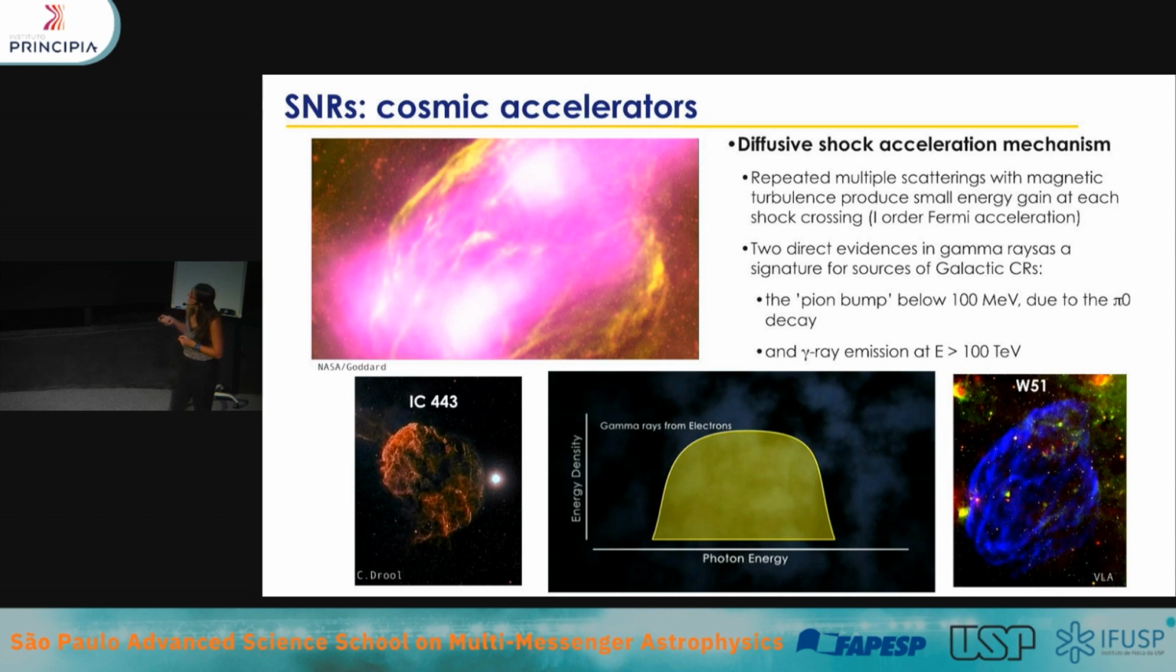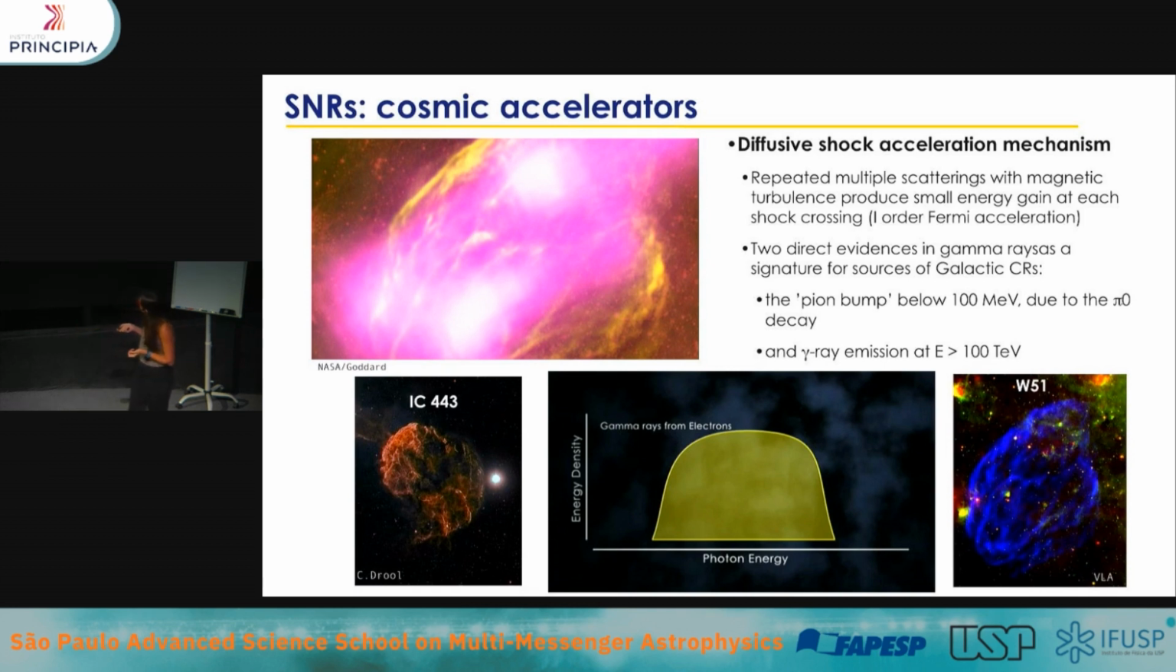So in the case of supernova remnants, if we want to know if we are measuring gamma rays that have a hadronic origin, the first thing we can do is to look around MeVs or GeVs and see if we can measure this pion bump. Then we can try to go to very, very high energies and see if there is any cutoff in the spectra or if it's still a power law, more or less what Brian told us this morning.